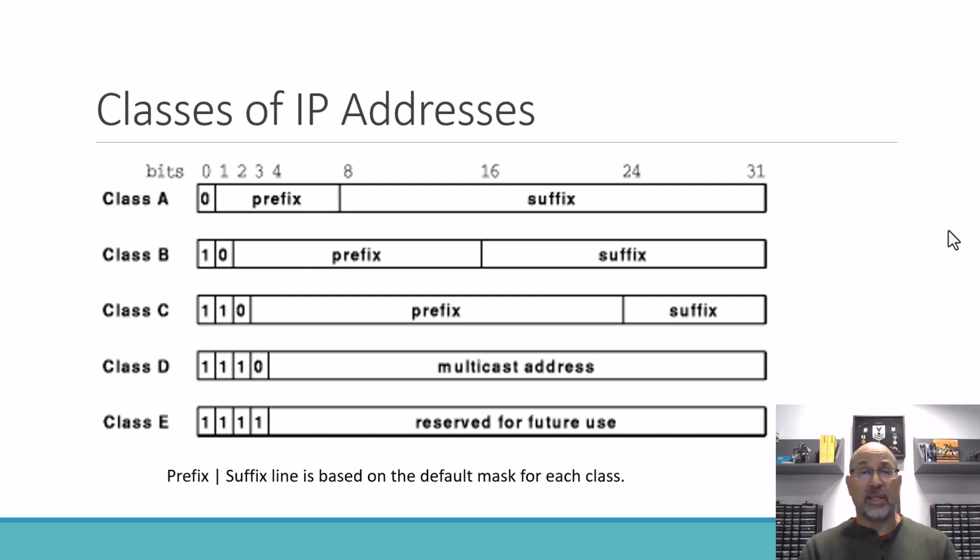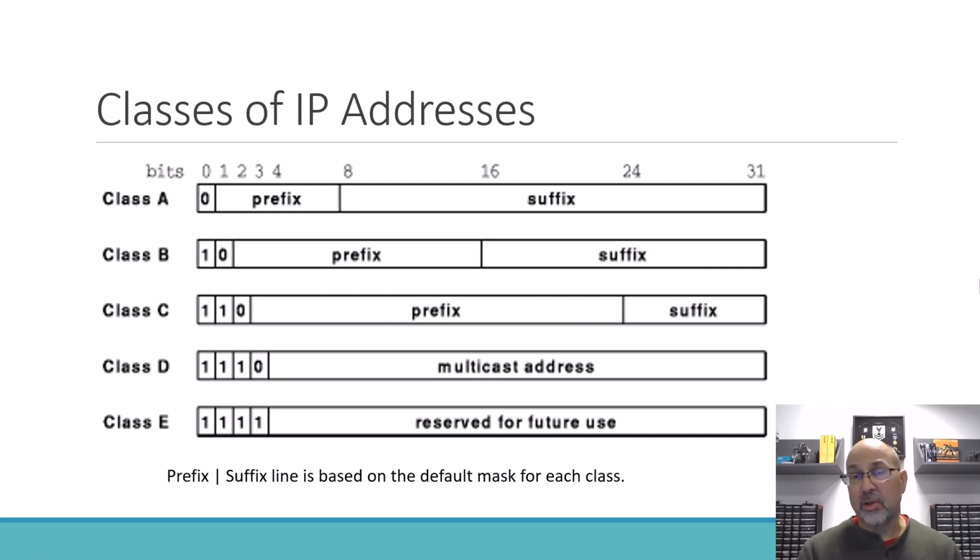Another way to think about that is how many possible addresses there are in the prefix. So there are not very many class A's because there's only really 1 byte or even 7 bits of addressing for class A networks. So there aren't very many of them. But if we look at class C's, there are a tremendous number of class C networks out there. They're all smaller than class A's, but there's a lot more of them.